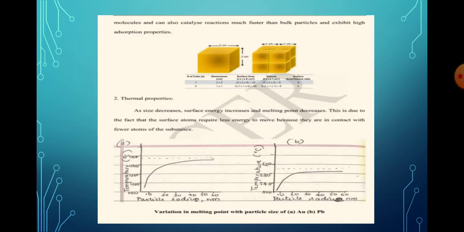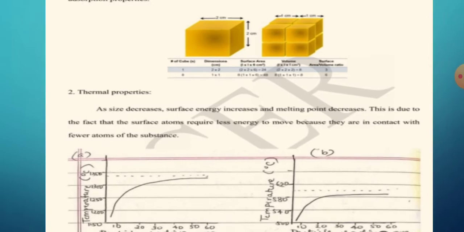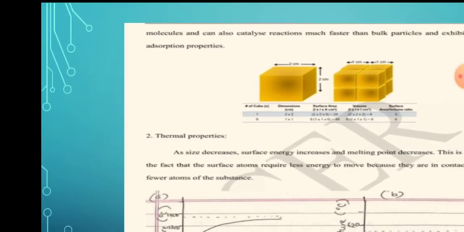Next, diagrams of nanomaterials are given. What are those? These are the diagrams. The molecules must have particular shapes, as given here. These are the 2 centimeters.